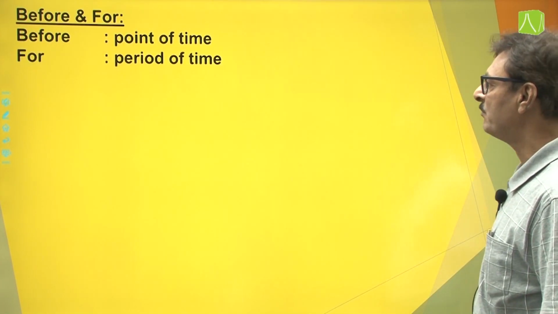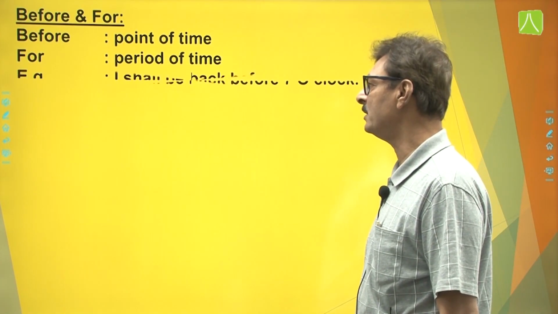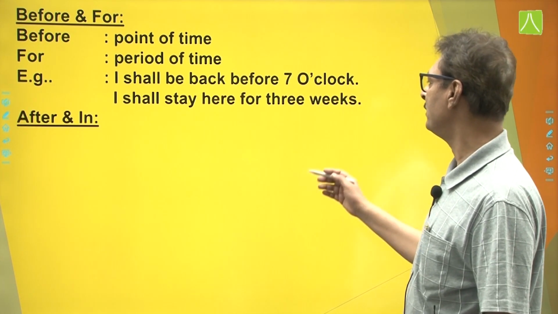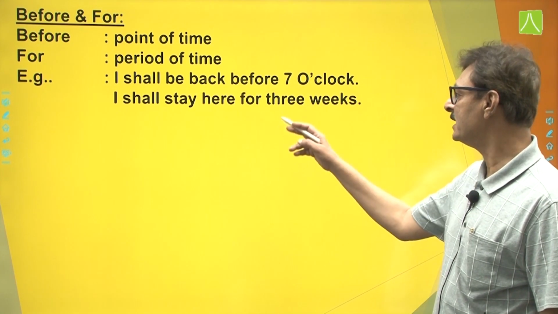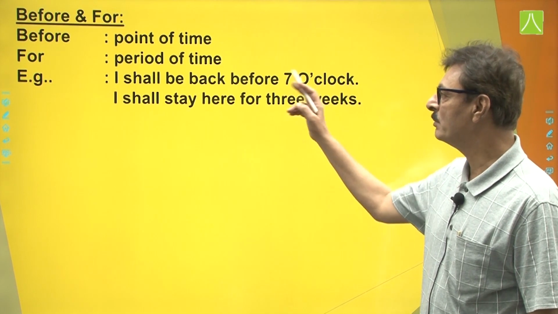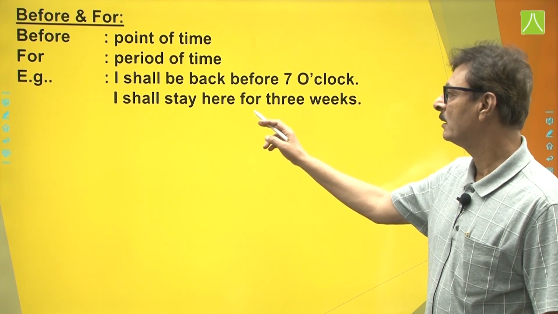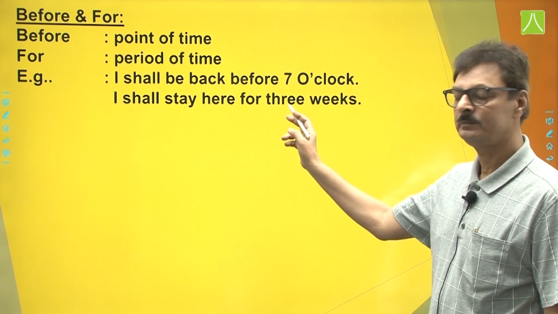Before and for. Before is for point of time, for is for period of time. I shall be back before 7 o'clock. I shall stay here for 3 weeks. So before, point of time, for, period of time.